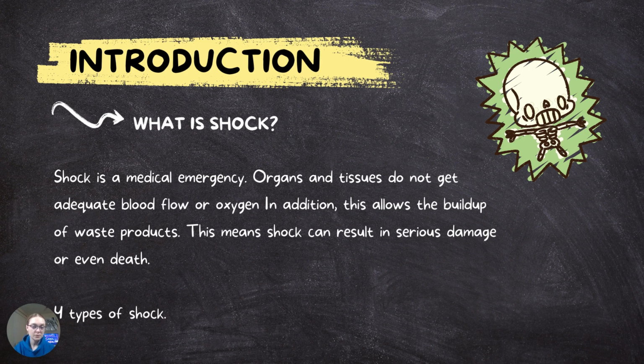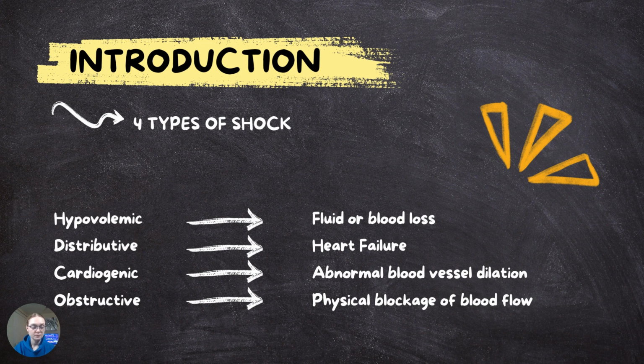There are 4 types of shock that we're going to go over in this presentation, and those include hypovolemic shock, which occurs due to a loss of blood or fluid, distributive shock, and this can be caused by heart failure, cardiogenic shock, which is abnormal blood vessel dilation, and obstructive shock, and this can be caused by a physical blockage of blood flow.